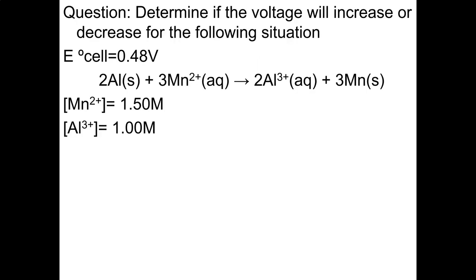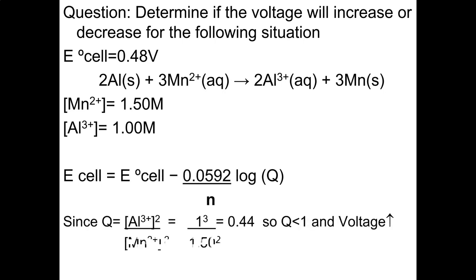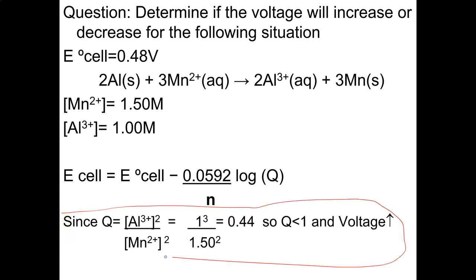So here's an example. Determine whether the voltage will increase or decrease for the following situation. All right, under standard conditions, you're at 0.48 volts. So that's if everything is 1 molar, right? But look at your Mn2+, not 1 molar. So what do we do? Well, I'm going to follow my steps. Here's my generic expression. I don't need to write this down. I'm just putting it there so you can see it. But this bottom part you do want to write down. So your top number stays the same because it stayed the same.